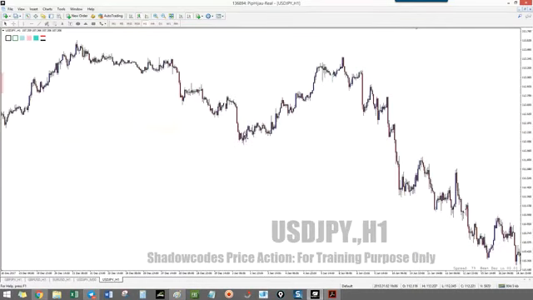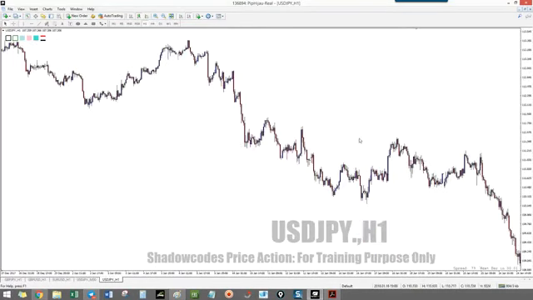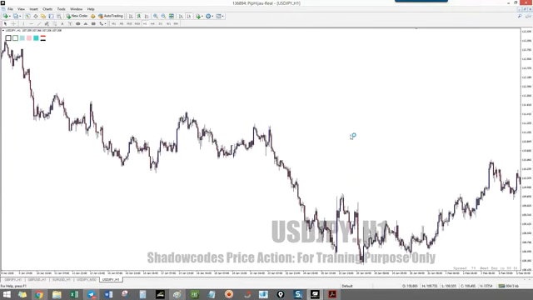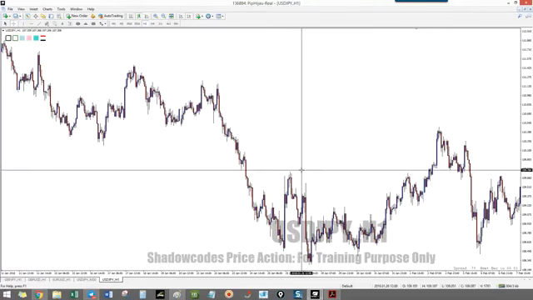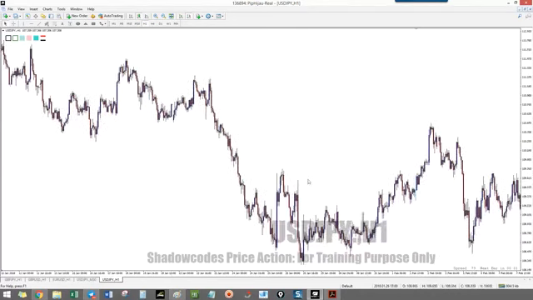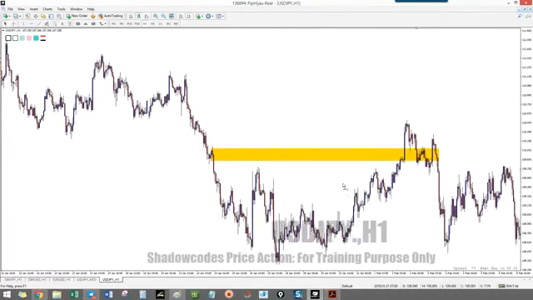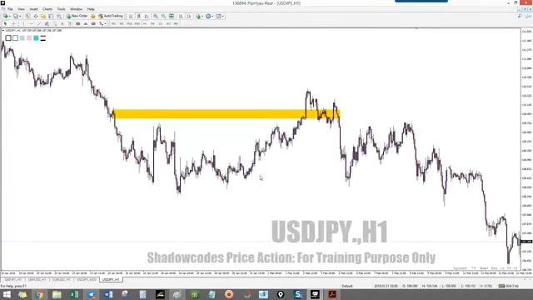Okay, let's find the last one for supply. For a sell setup. Okay, that one. This one. What is the reaction to this? Okay, I cannot find the reaction, so I do not enter. Okay, no reaction, no entry. No reaction, no trade.